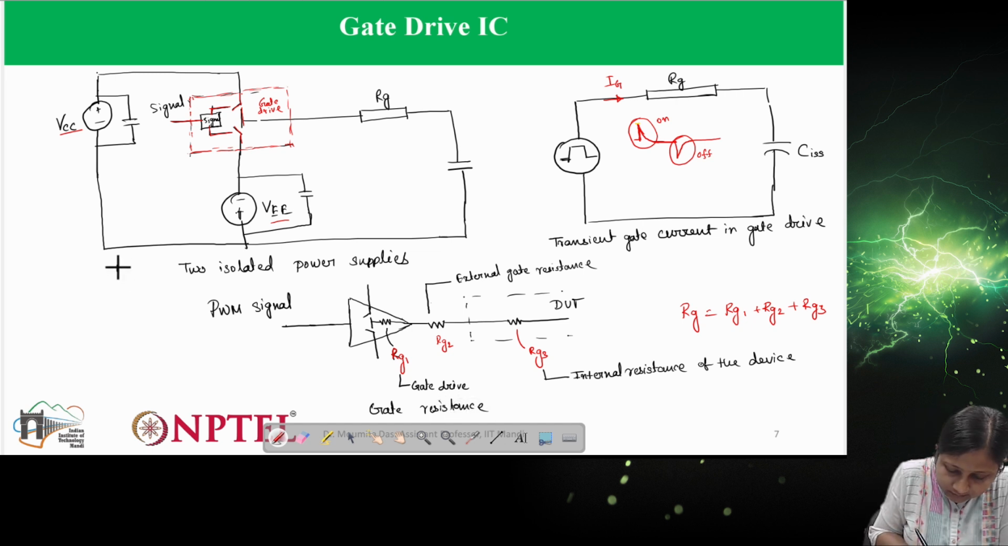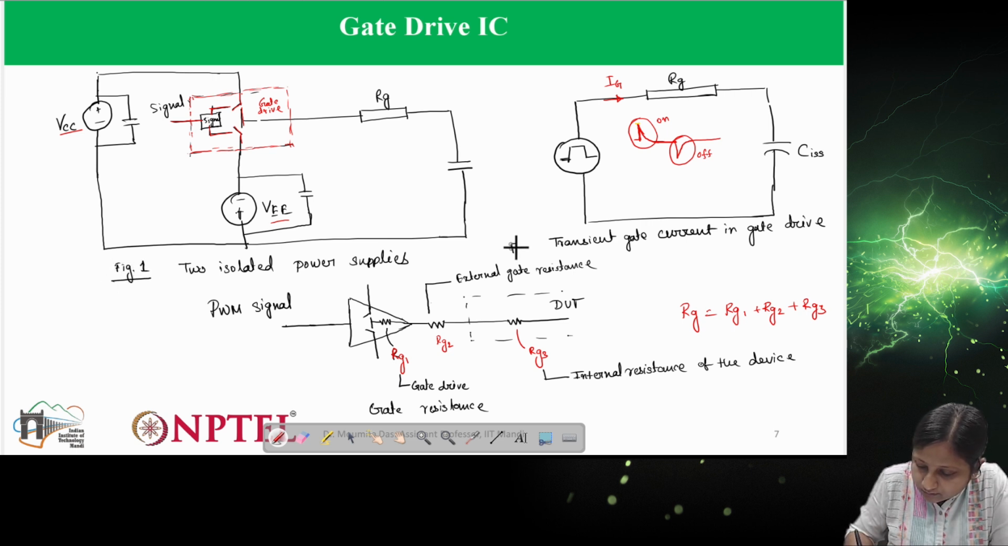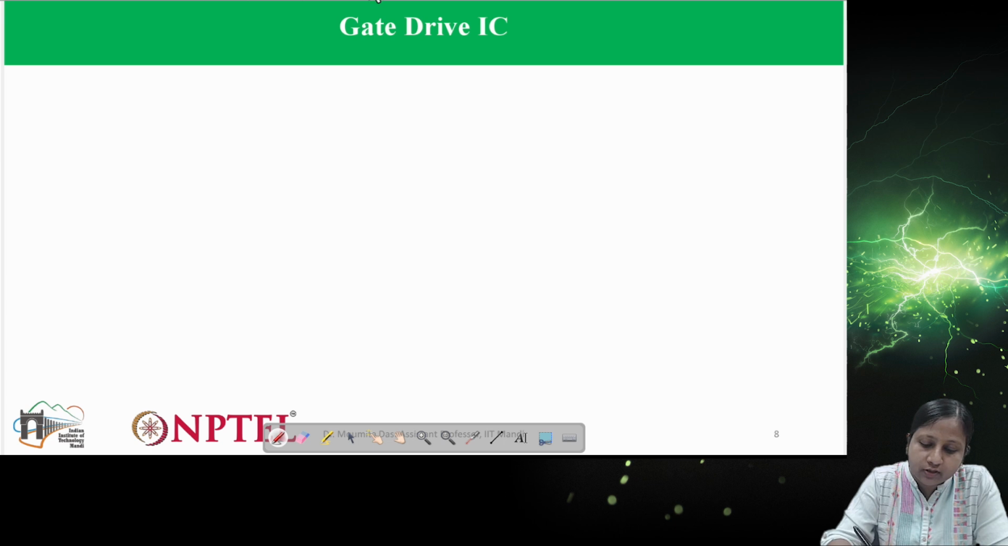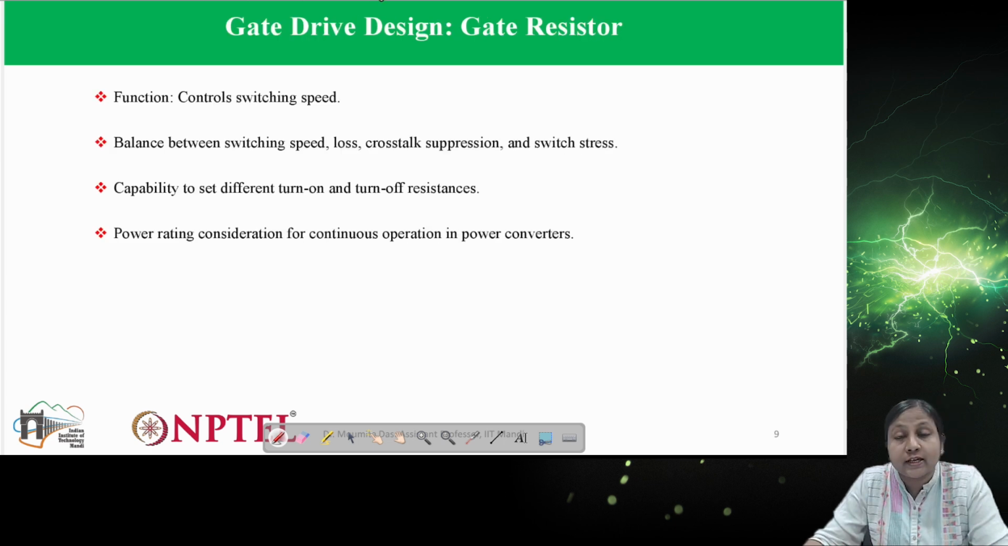So this is figure 1, this is figure 2, this is figure 3. Okay. So these are the different components of the gate drive. So once you have the gate drive, then what comes next? That you already know, that is the gate resistor.